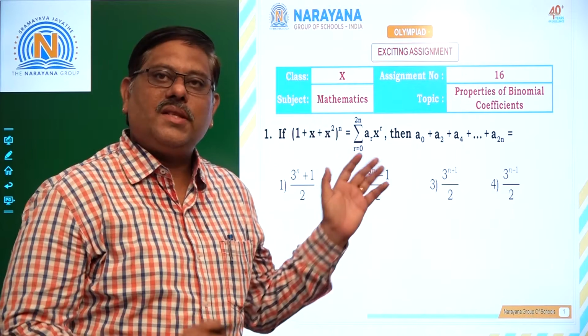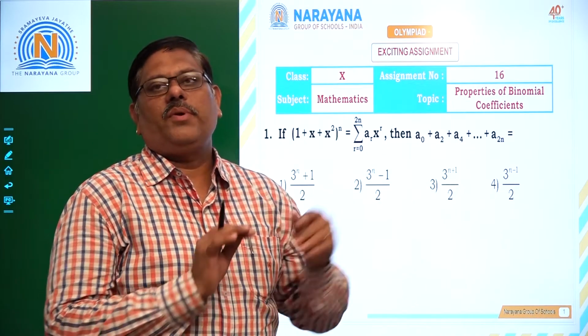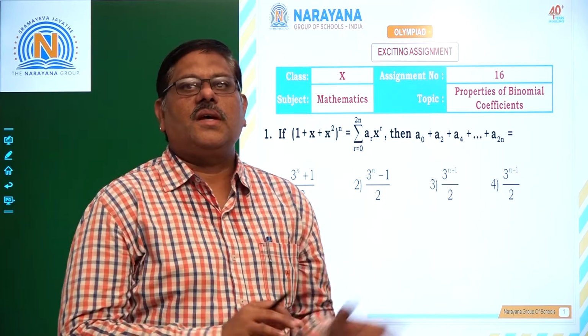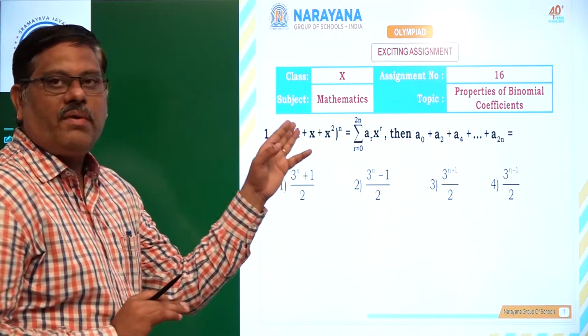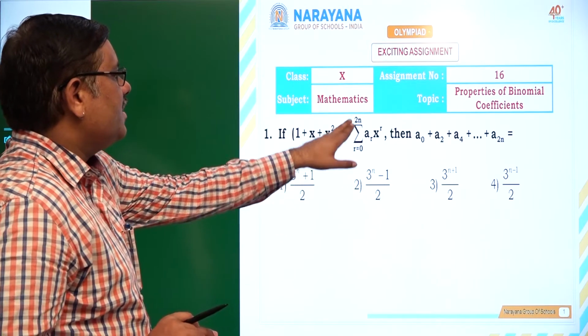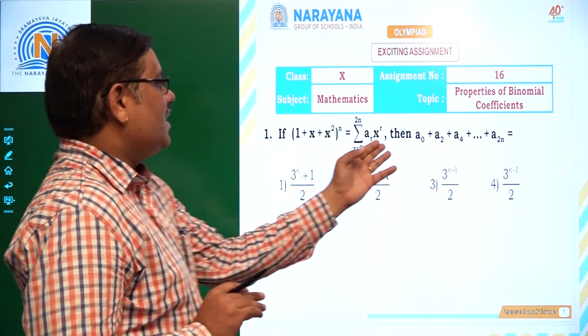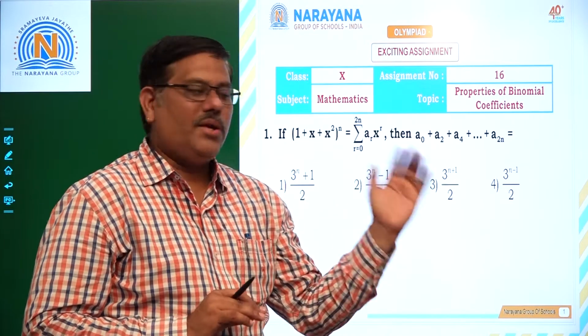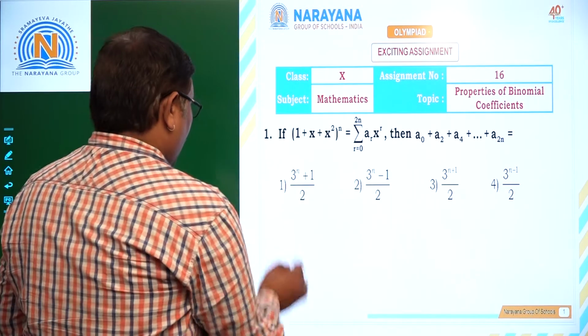Today for class 10 students, we are going to discuss assignment number 16 on properties of binomial coefficients. Let us start with the first question. If (1 + x²)^n is the sum from r = 0 to 2n of a_r x^r, then what is the value of a0 + a2 + a4 + so on + a2n? Let us start the solution.